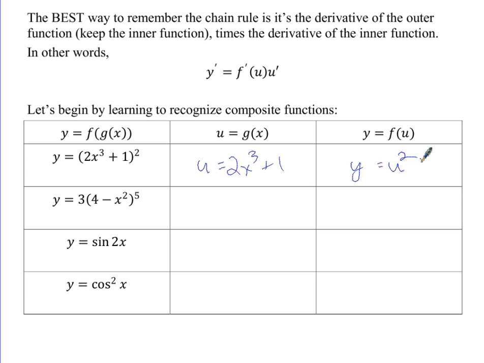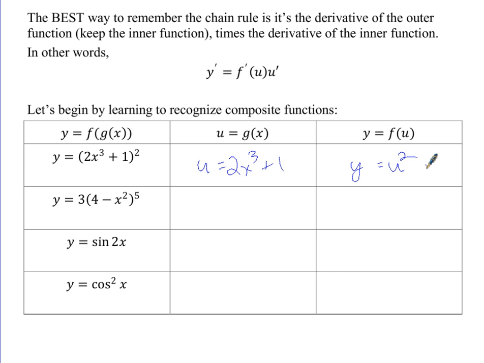So now, just as a little tease of what's to come, I can take the derivative of this function. I'd be taking the derivative of u with respect to x, du over dx. I can take the derivative of this function. That would be taking the derivative of y with respect to u, dy over du. Okay? So that's where that notation came from.